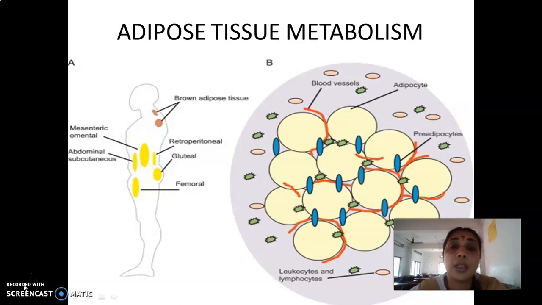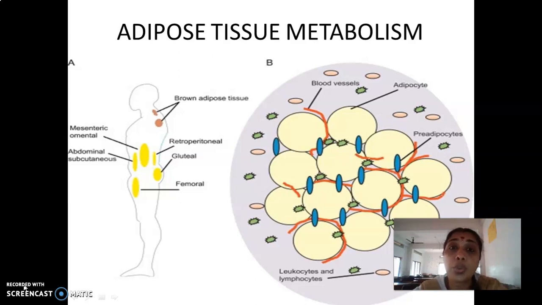So next, we are going to a new topic, that is adipose tissue metabolism. We have been discussing fatty acid metabolism. Then we have dealt with the significance of polyunsaturated fatty acids, what are eicosanoids, what is the importance of eicosanoids in the body, etc. Right. So the next topic connecting to these fatty acids is adipose tissue metabolism.